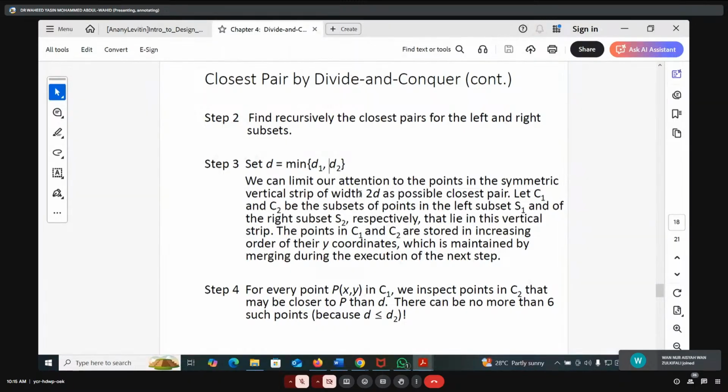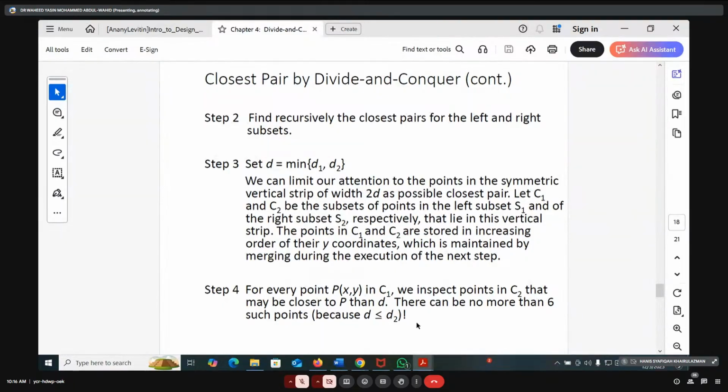The points in C1 and C2 are stored in increasing order of their y coordinates, which is maintained by the merging during the execution of the next step. Step 4: for every point P(x, y) in C1, we inspect points in C2 that may be closer to P than D. There can be no more than 6 such points because D is less than D2.